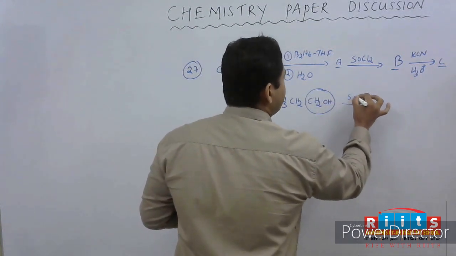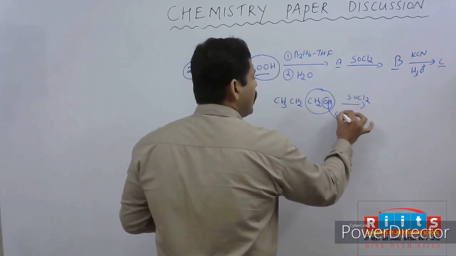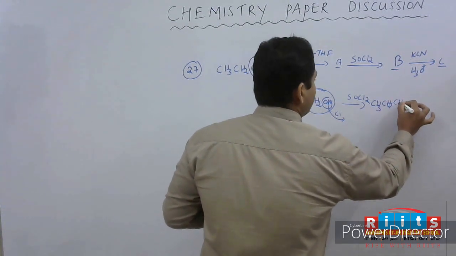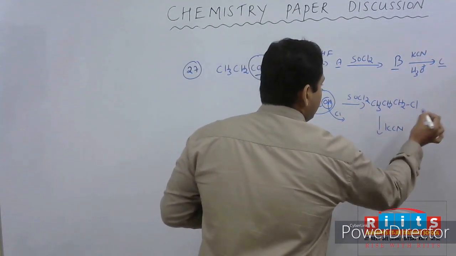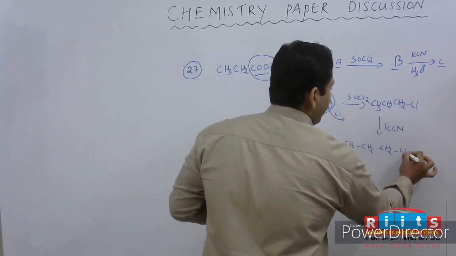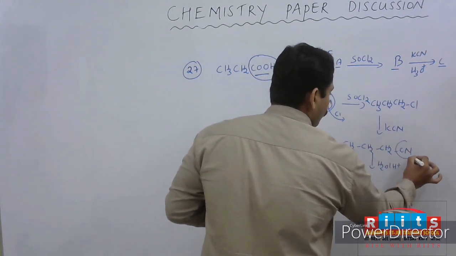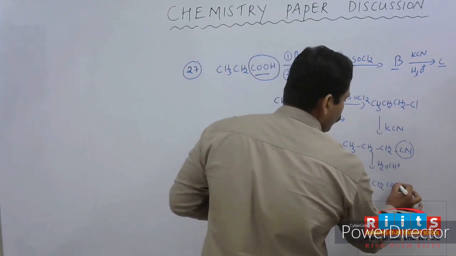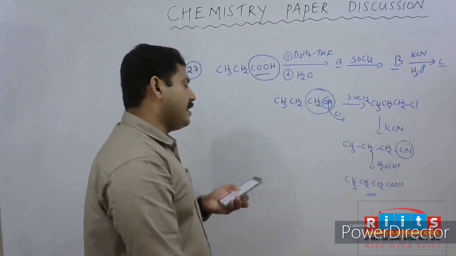Now, to that I am using SOCl2 only, right? So what will be the purpose of SOCl2? This OH group will be replaced by chlorine. So what is the answer of B? It will be CH3, CH2, CH2, Cl only, right? Now after that I am using KCN. Cl will be replaced by CN. So I will get CH3, CH2, CH2, CN. On hydrolysis, they are asking in presence of an acid, the CN group will be converted to COOH. So CH3, CH2, CH2, COOH will be the correct answer. So which is the correct answer? Option D is the correct answer.